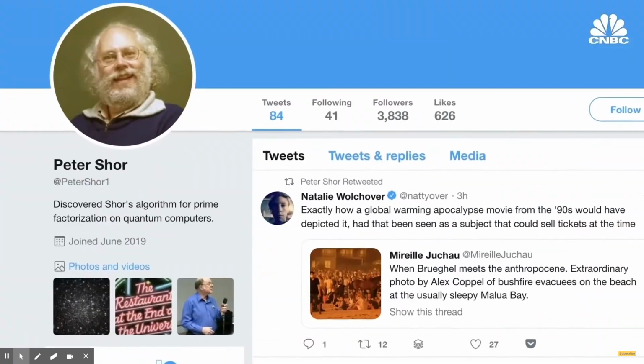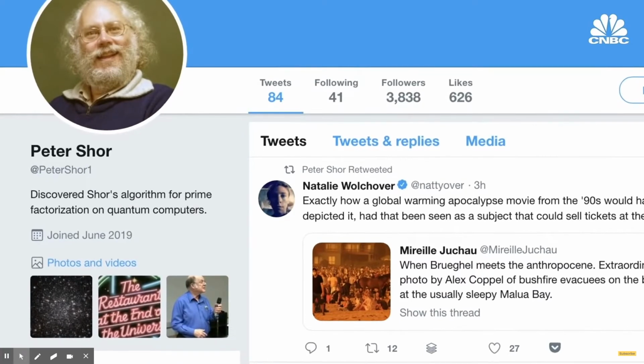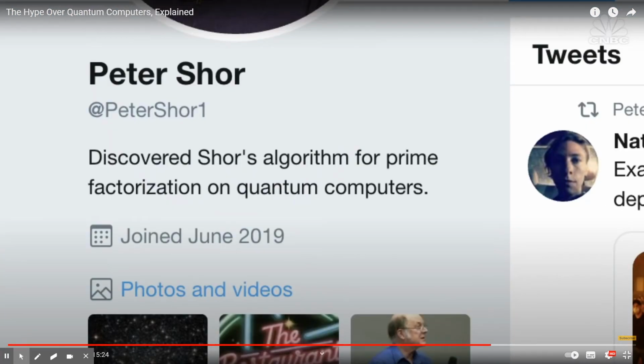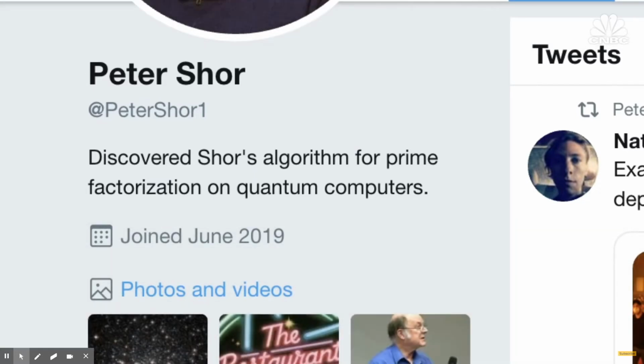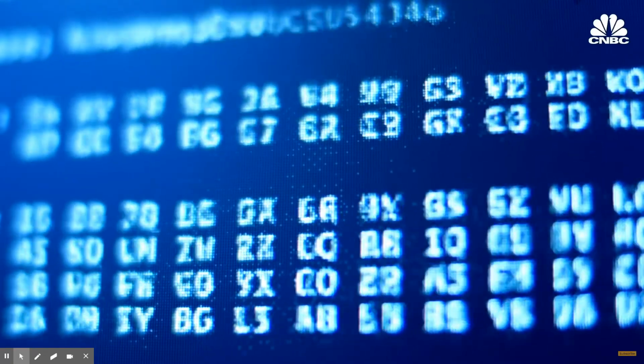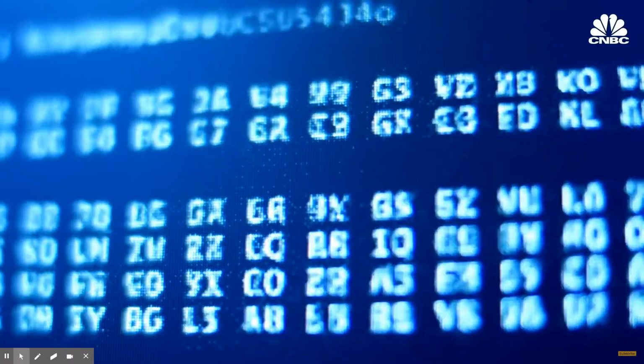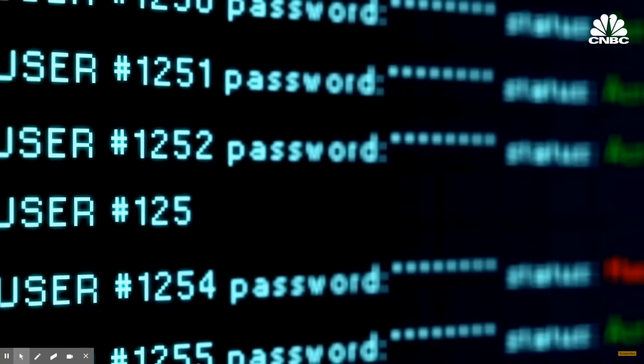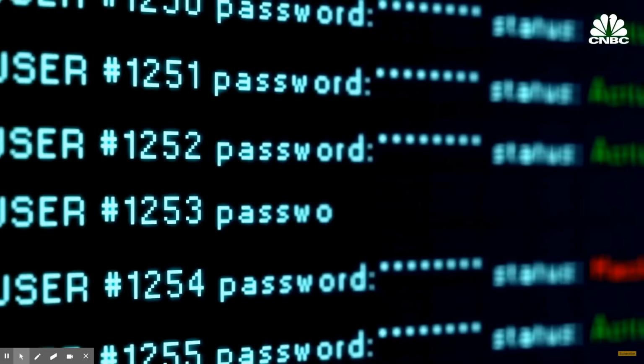In 1994, a scientist at Bell Labs named Peter Shor came up with an algorithm that proved quantum computers could factor huge numbers much more quickly than their classical counterparts. That also means quantum computers, if powerful and efficient enough, could theoretically break RSA encryption. RSA is the type of encryption that underpins the entire internet.